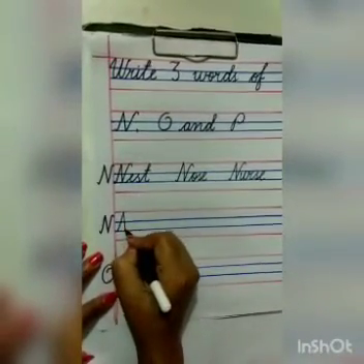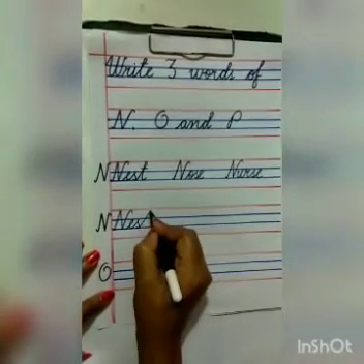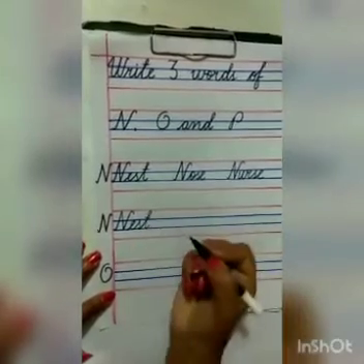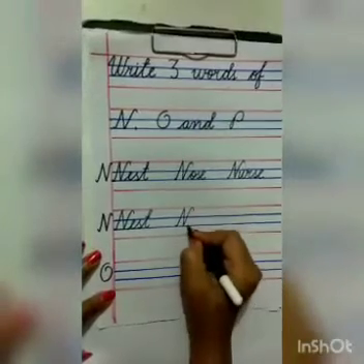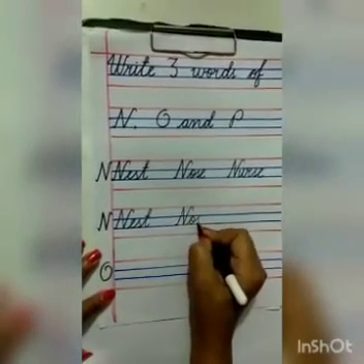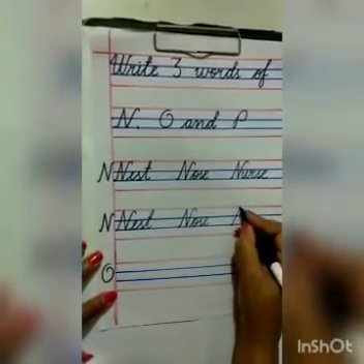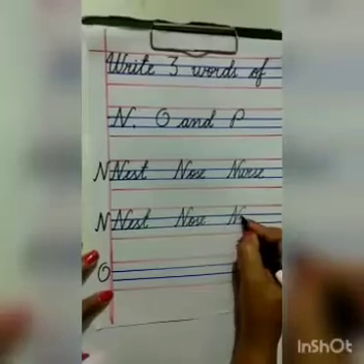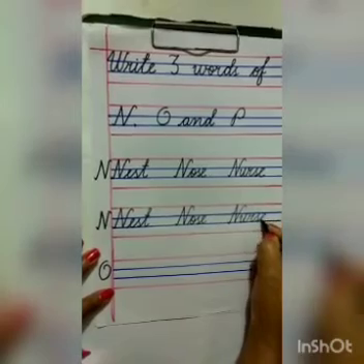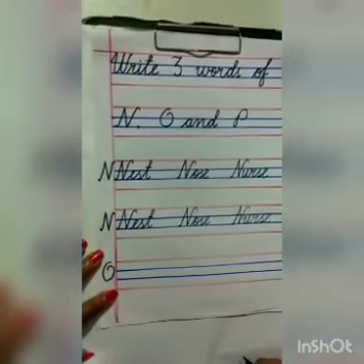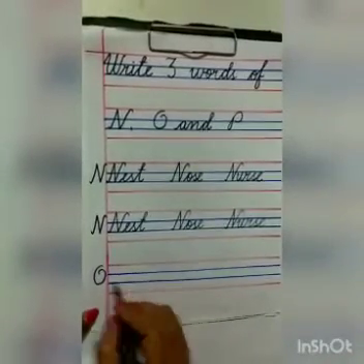N E S T, nest. Then N O S E, nose. N U R S E, nurse. Okay, children? Then after that comes capital cursive O.